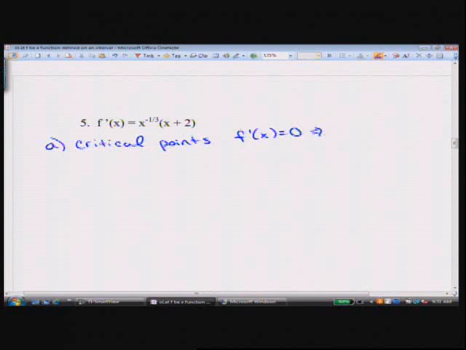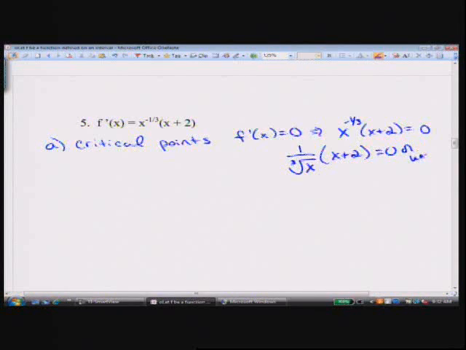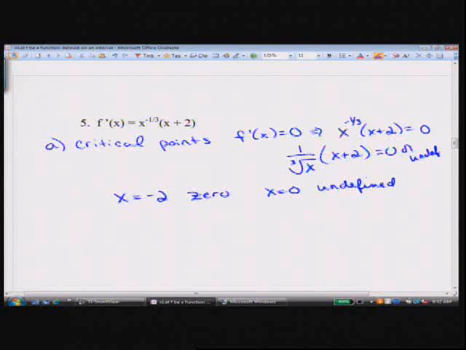So here, where does x to the negative 1/3 times x plus 2 equal 0? The negative 1/3 power is 1 over the cube root of x, which is going to be undefined at 0. So 1 over the cube root of x times x plus 2 is equal to 0 or undefined, which is what we're looking for. So x equals negative 2 is a 0, and x equals 0 is where the graph is undefined. Those are both critical numbers, or where the function is undefined.